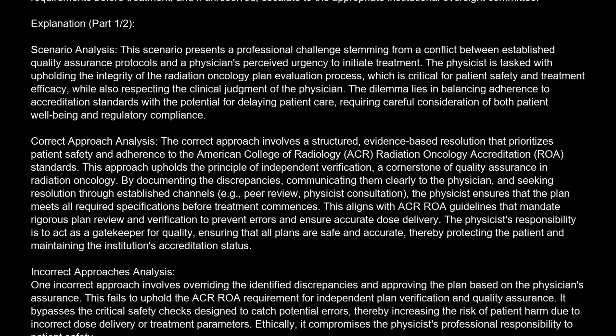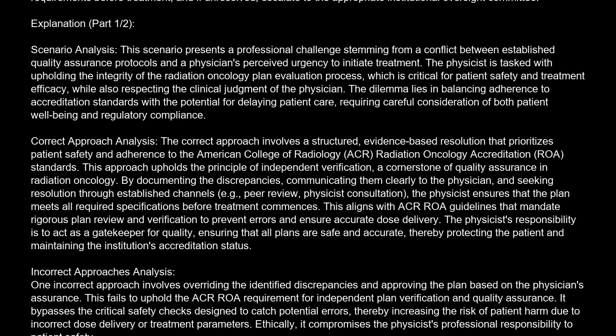This aligns with ACR/ROA guidelines that mandate rigorous plan review and verification to prevent errors and ensure accurate dose delivery. The physicist's responsibility is to act as a gatekeeper for quality, ensuring that all plans are safe and accurate, thereby protecting the patient and maintaining the institution's accreditation status.